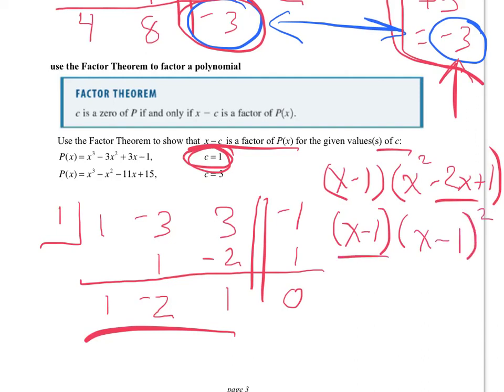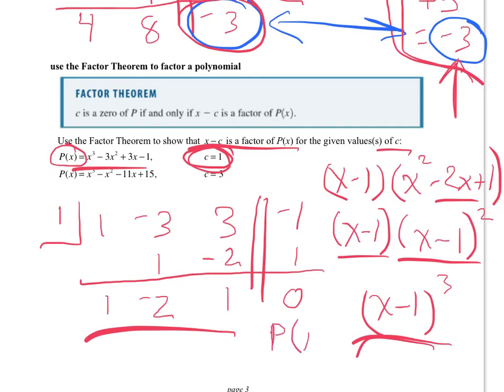But now I have x minus 1 times x minus 1 squared, so I have actually x minus 1 to the third power. So I see that this polynomial p of x is the same as x minus 1 to the third power. So if you took x minus 1 times x minus 1 times x minus 1, you should get x cubed minus 3x squared plus 3x minus 1. So notice that you have a factor when the remainder is 0. And that also means that if we calculated p of 1, we would get 0.